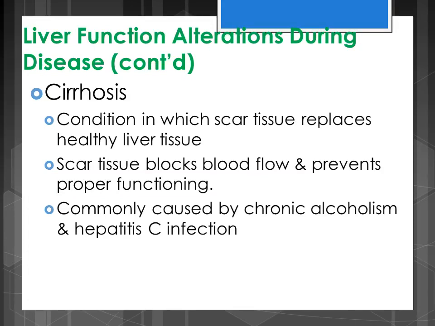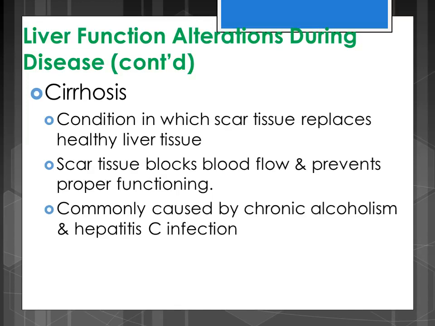Okay, so next we have tumors. So 90 to 95% of hepatic malignancies are metastatic, meaning the cancer cells are from other sources. So it is not originating in the liver. The cancer cells metastasize into the liver, okay?